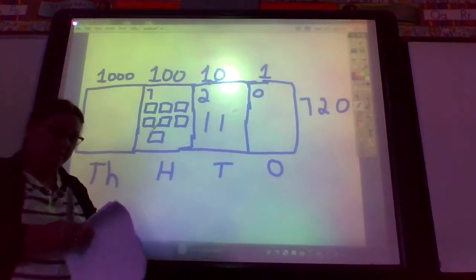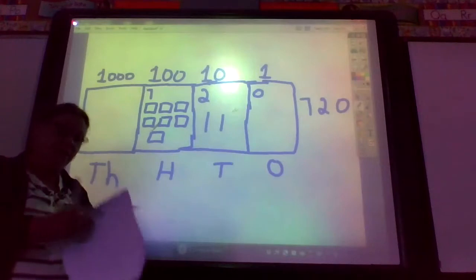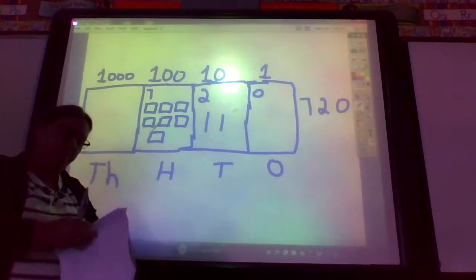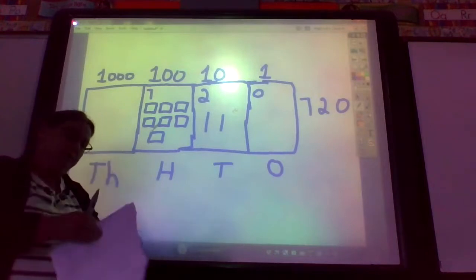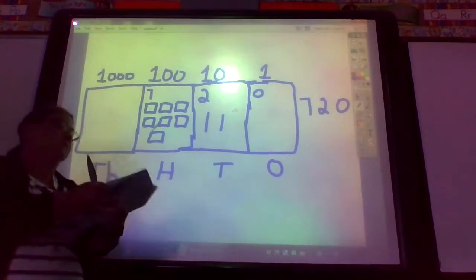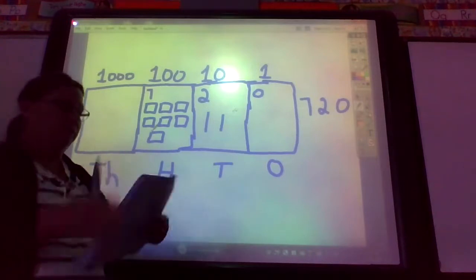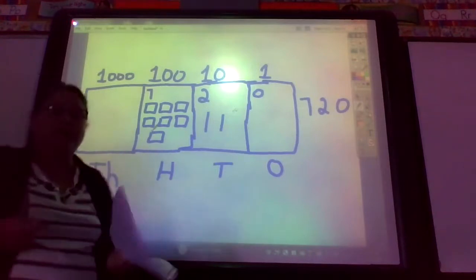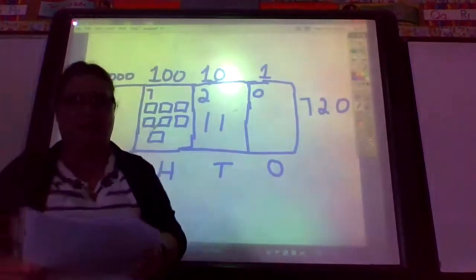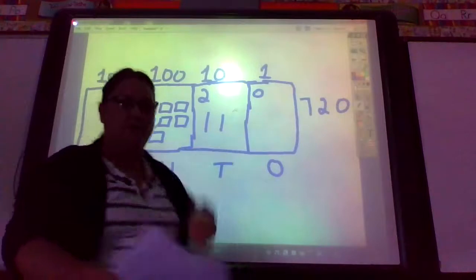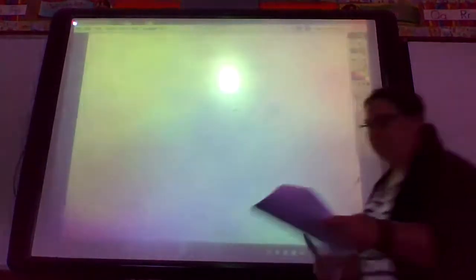Okay? So, that's the lesson that I'm going to teach today with our place value charts. If you could find your problem set, guess what we get to do in our problem set? We get to quick draw, like we did yesterday.